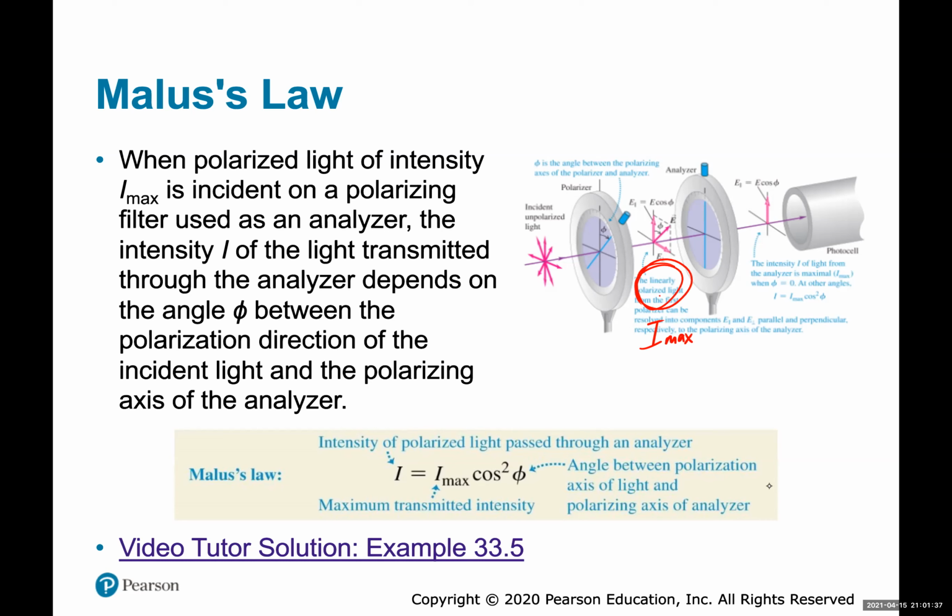I max passing through the analyzer is reduced in intensity according to Malus's law. The first polarizer to achieve the polarization actually functions to decrease the intensity by a factor of 2, according to the way averages work around the incident unpolarized light. Essentially, on average, we reduce the intensity by a factor of 2. That's not what is described here in Malus's law.